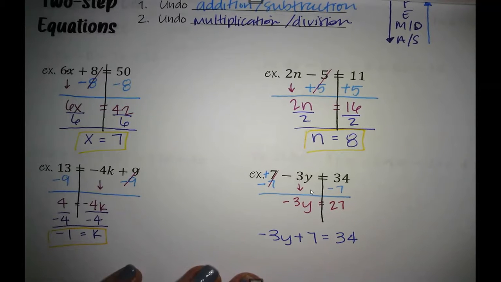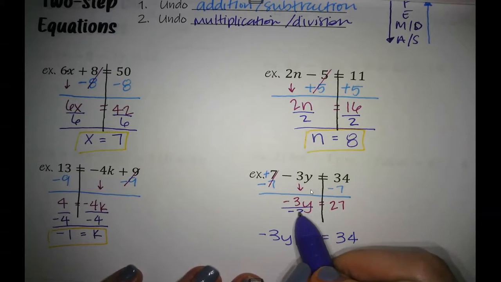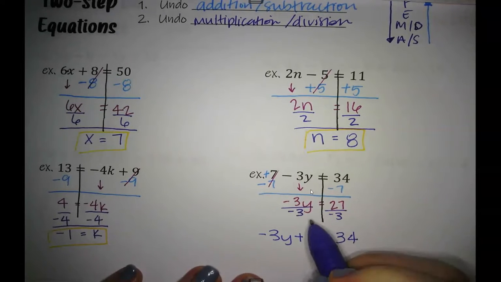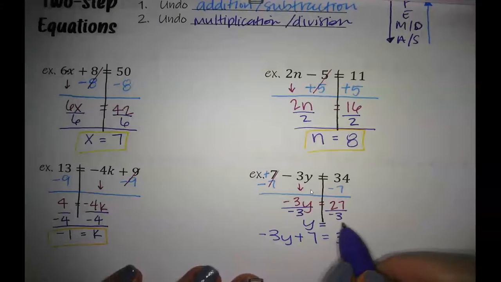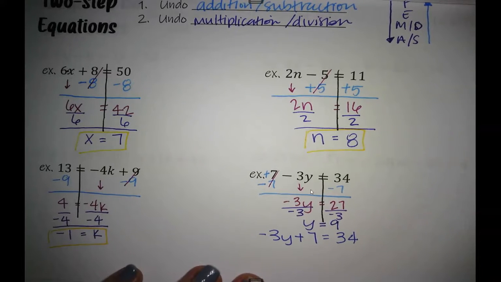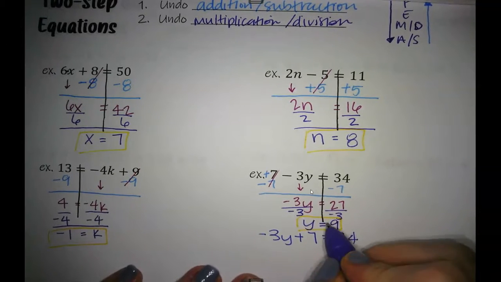Now again, I can handle my multiplication and division. Right now it's being multiplied by that negative 3. So I'm going to divide both sides by negative 3. I'm being annoying intentionally. If I am extra annoying, then you might remember it. So 27 divided by negative 3 is not just 9. Look, what's it got to be? It's got to be negative 9.